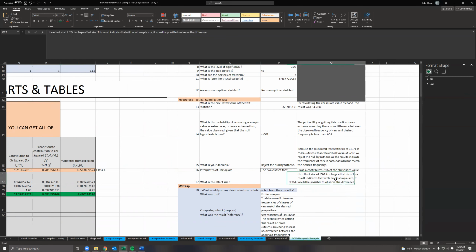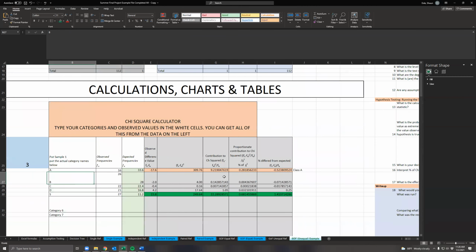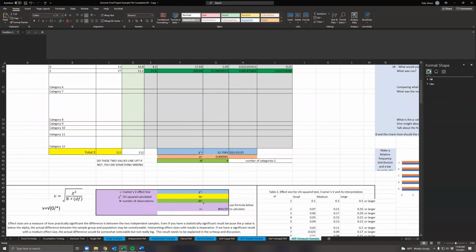Okay, so next, what is the effect size? In other words, is this observation really even noticeable? Or is the result really even noticeable? So I'm going to come down here and calculate the Cramer's V effect size, which is different than what we have been calculating. We've been calculating Cohen's d. Now we're calculating Cramer's V.